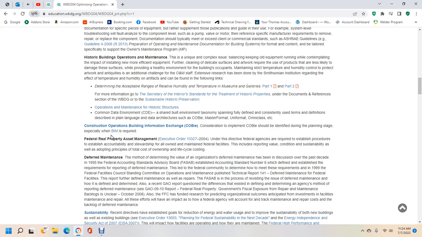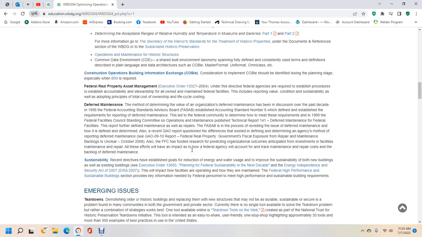Federal real property assessment: under Executive Order 13327 of 2004, federal agencies are required to establish accountability standards for their owned and maintained federal facilities, including reporting value, condition, and sustainability, adopting the principle of total cost of ownership over the life cycle, known as life cycle costing.